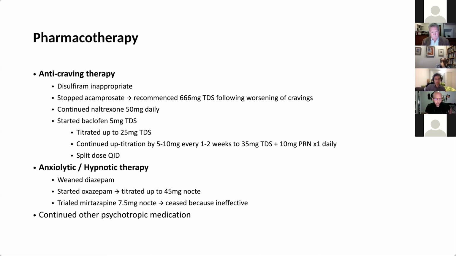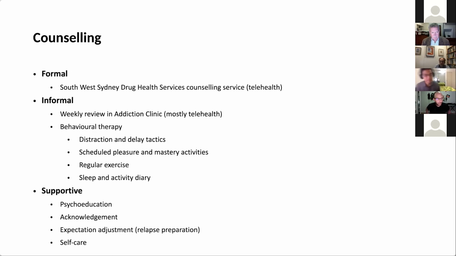We did fiddle with her benzodiazepines, but to avoid getting in trouble for that, I won't talk too much about it because it's probably caused no less harm and certainly no particular benefit, but we have fiddled with them. In terms of the counselling, she's been engaged with formal counselling with South West Sydney Drug Health Services, and that's been quite fragmented because of COVID, but she is engaging.